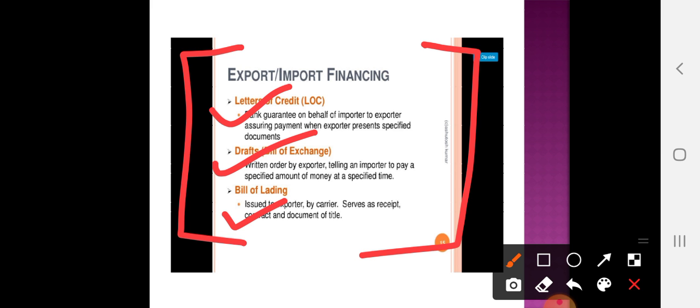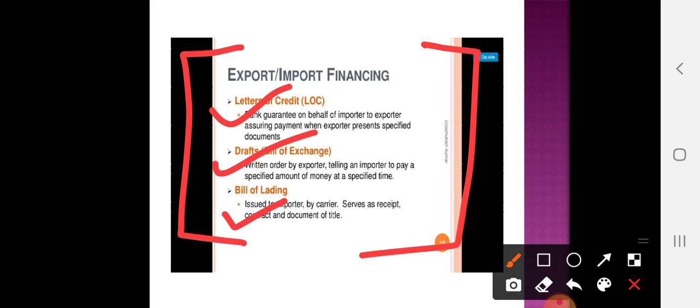What is bill of lading? It is issued by the exporter, and it is treated as a receipt, a contract and a document of title. I hope you have understood these three important concepts, because they will be used often in future aspects. So make sure you understand these three concepts.